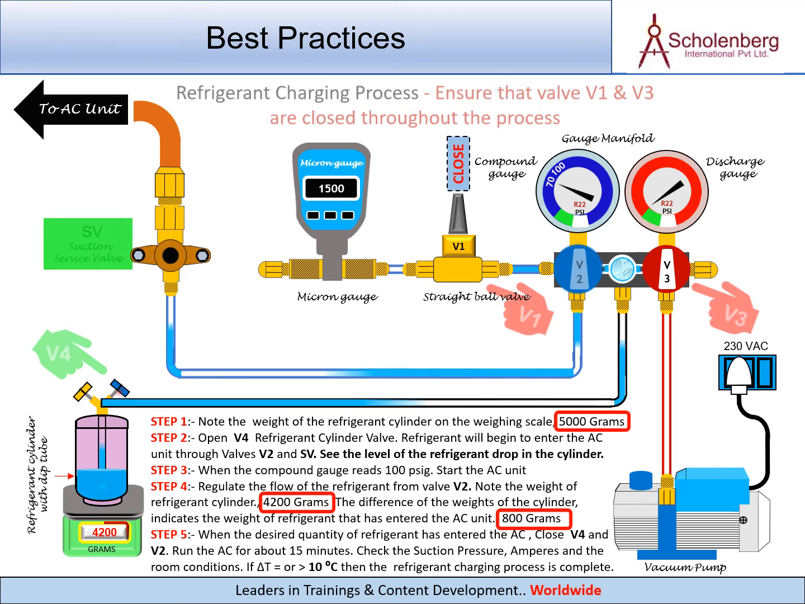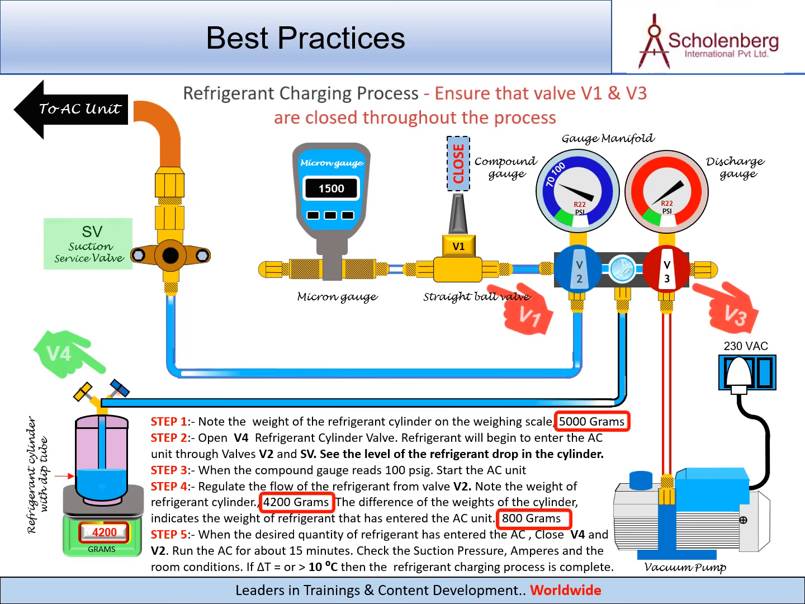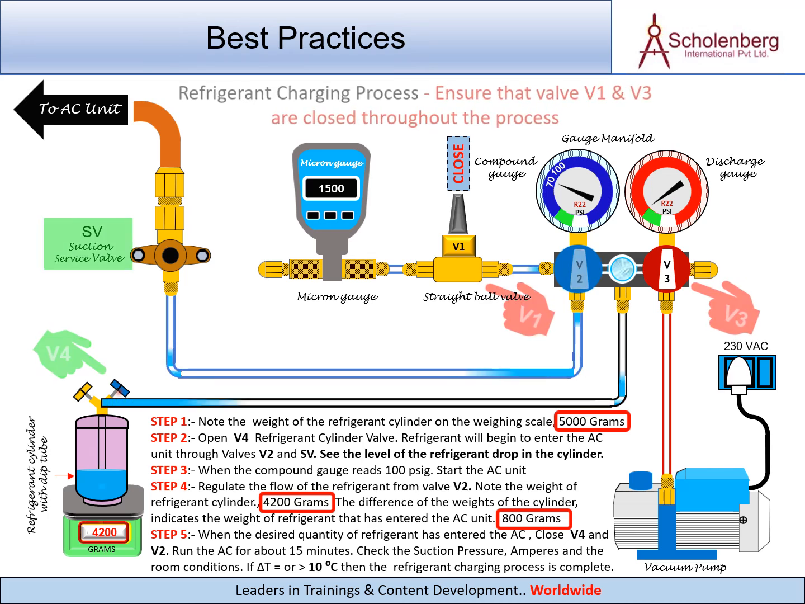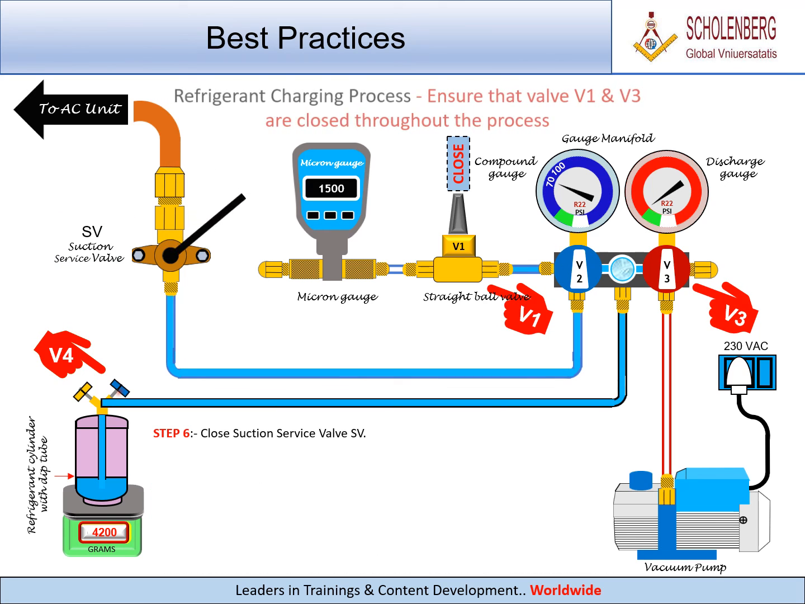Step 5. When the desired quantity of refrigerant has entered the AC, close V4 and V2. Run the AC for about 15 minutes. Check the suction pressure, amperes, and the room conditions. If delta T is equal to or greater than 10 degrees centigrade, then the refrigerant charging process is complete. Step 6. Close suction service valve SV. Step 7. Remove the setup.